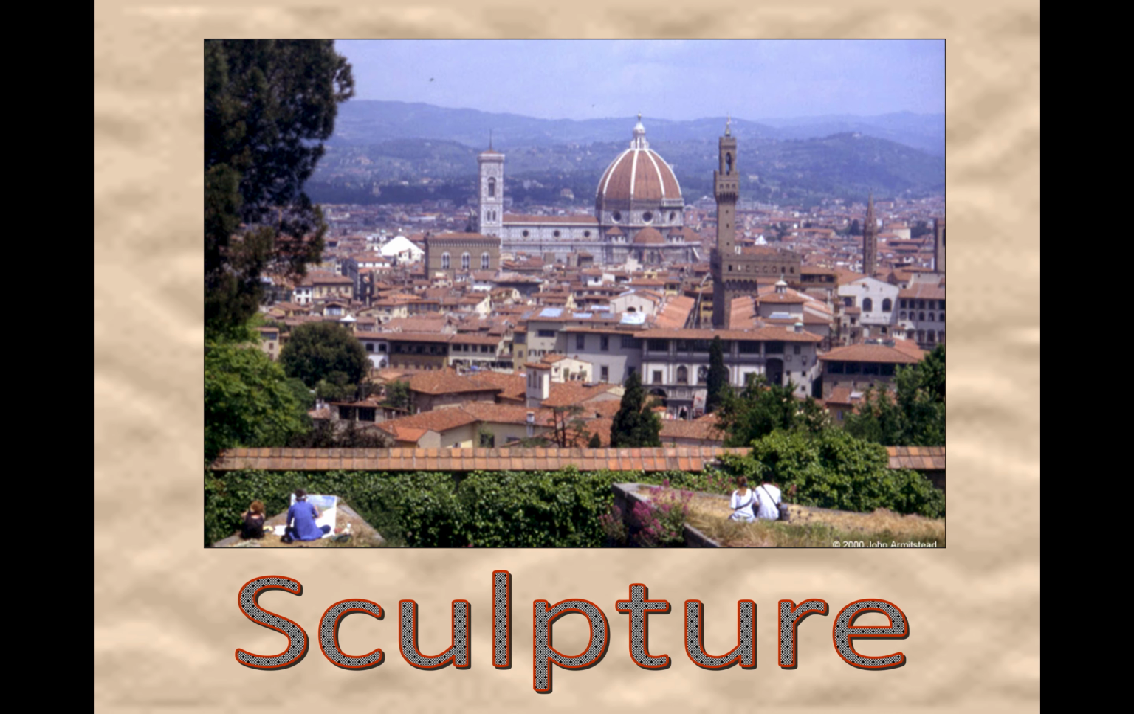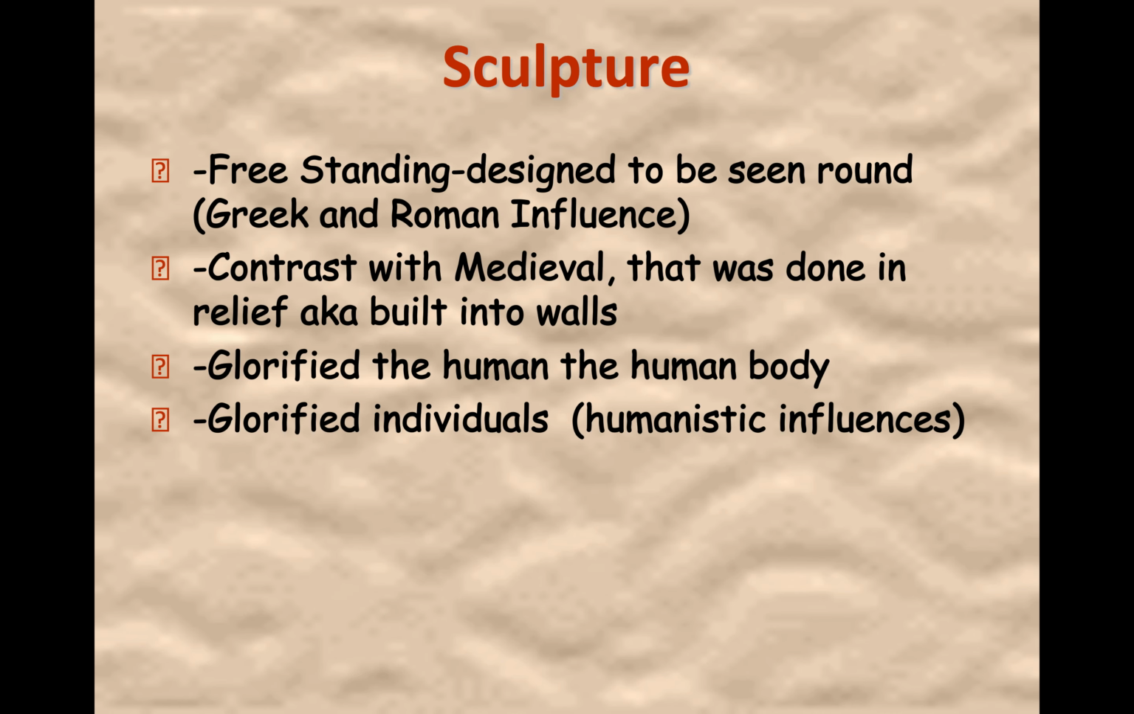Let's talk about sculpture. Sculpture, ladies and gentlemen, was freestanding, designed to be seen from all around, and designed to be balanced, much like the human body. This is a contrast with medieval sculpture, which was done in relief, built around walls, and couldn't stand on itself. The sculpture during this time really glorified the human body, the human of the human body. What makes us human? It glorified individualism and glorified the characteristics of people.